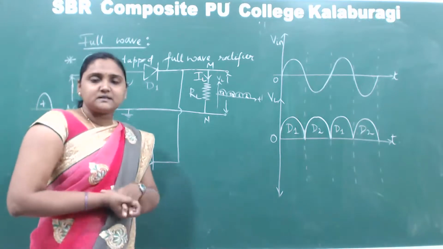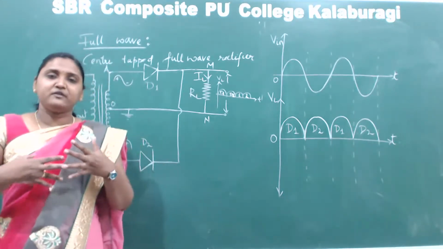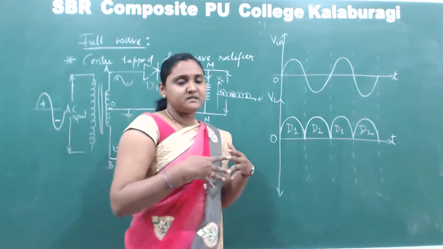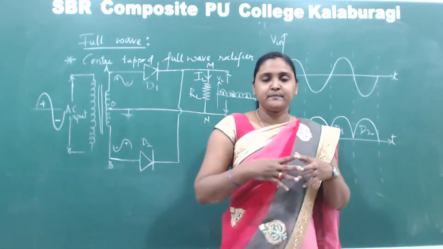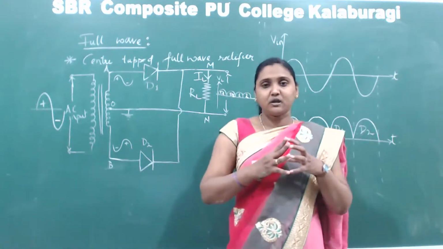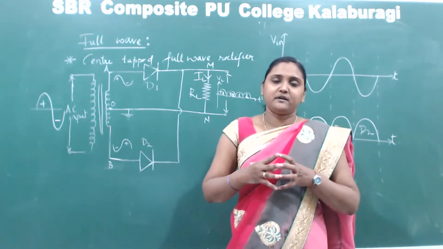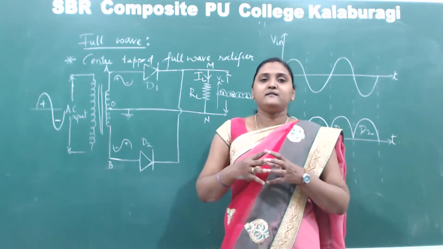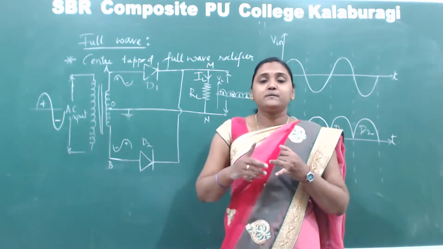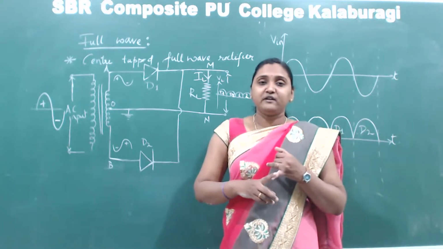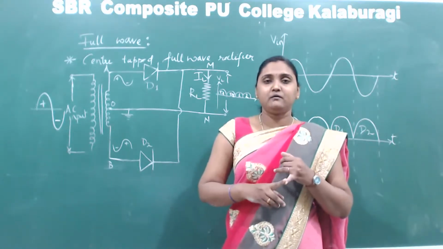So what have we discussed in today's class about the half wave rectifier? We have discussed its average value, RMS value, ripple factor, and efficiency. Right, and then we have discussed the full wave rectifier, in which we have discussed the center tap full wave. So what we have seen: the peak inverse voltage for the half wave rectifier is what? Vm. Why is it Vm?